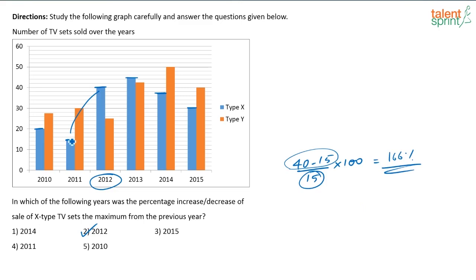Correct? But if you look between this and this, what will you get? Here you have 20, here you have 15, right? So you will have 15 minus 20, which is 5. 5 by 20 into 100, which is less, right? So anyway, even if you compare, this is definitely going to be very high, because here the numerator will definitely be greater, much greater. So the answer here will be option 2, 2012.